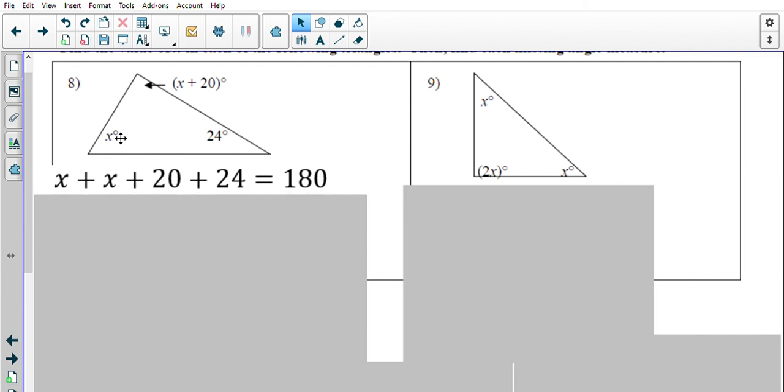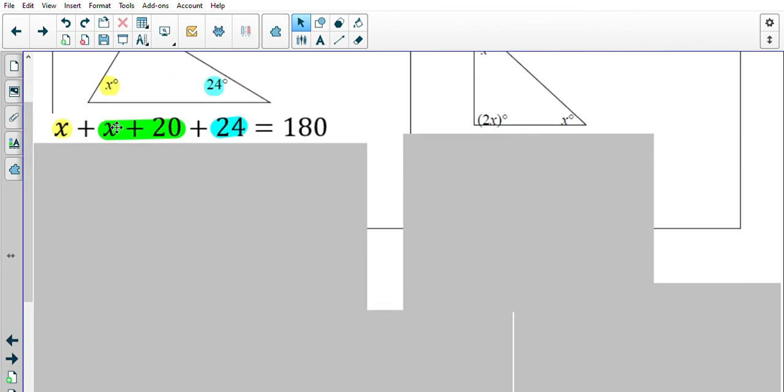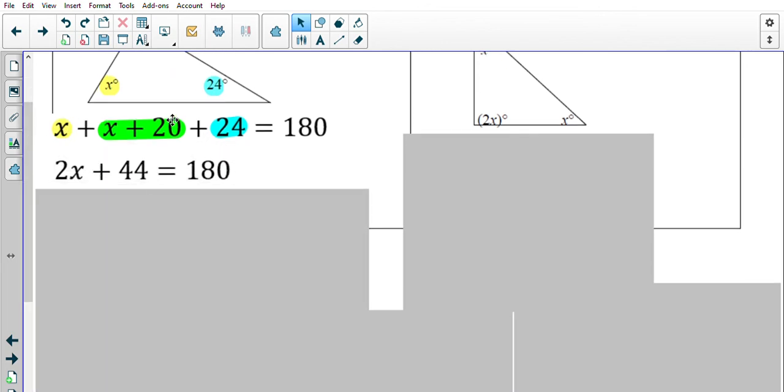So I'm going to write x plus 20. I'll go ahead and highlight these for us. So x plus 20, that's going to be this guy right here, plus 24 has to equal 180 degrees. Now let's simplify before we solve. So 1x plus 1x is 2x, 20 plus 24 is 44.